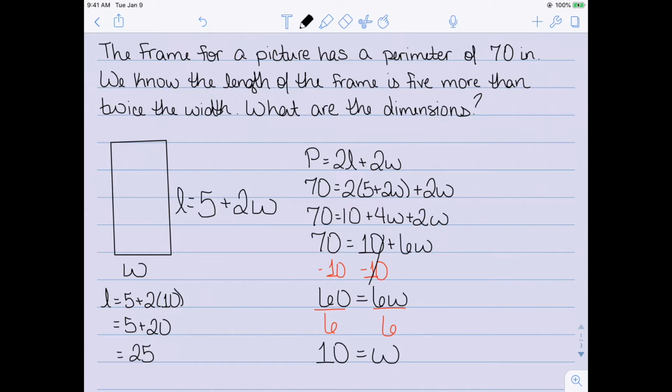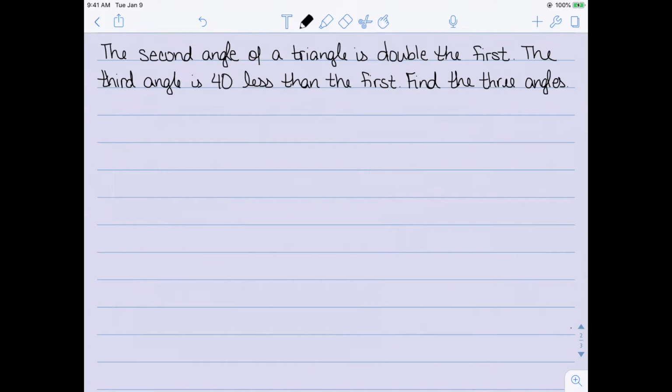Let's look at another example. The second angle of a triangle is double the first. And the third angle is 40 less than the first. Find the three angles. So let's start with a triangle. Doesn't really matter what it looks like. It's not going to be drawn to scale since I really have no idea what these angles are at this point.